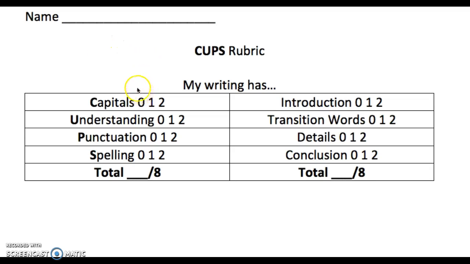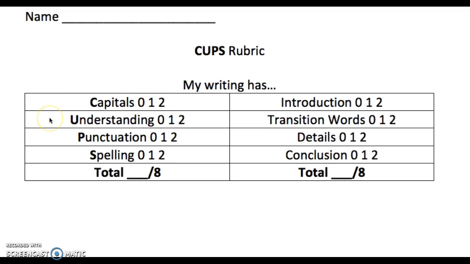If you didn't capitalize anything, 0. If you capitalized some of the correct letters, circle 1. If you made sure to capitalize all the sentences that needed it and words, you circle the 2.